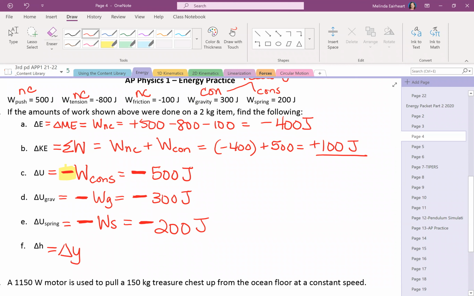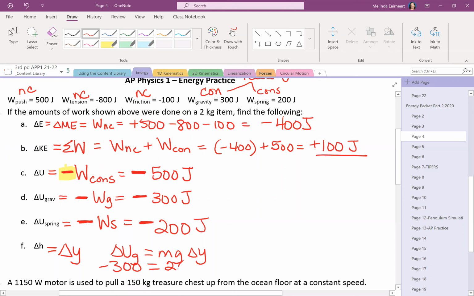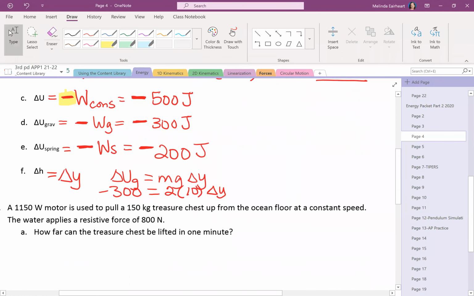Which potential? Gravitational potential. And so that gravitational potential energy change equals mg delta y, or delta h. And so we know that the change in energy is negative 300. Mass was given in the prompt. They squeezed it in there: 2 kilograms. The gravitational field, we'll use 10. You can use 9.8 if you want. And then solve for your delta y, delta h.